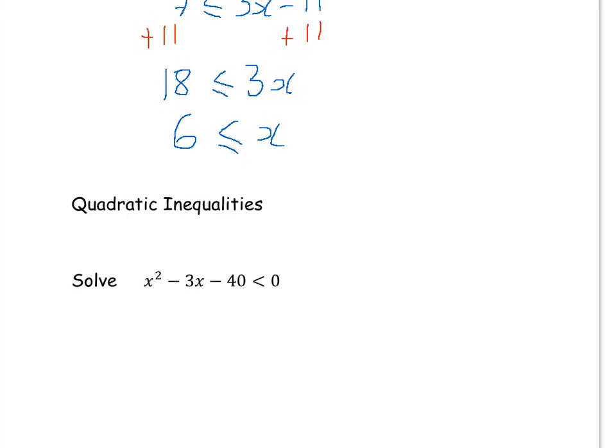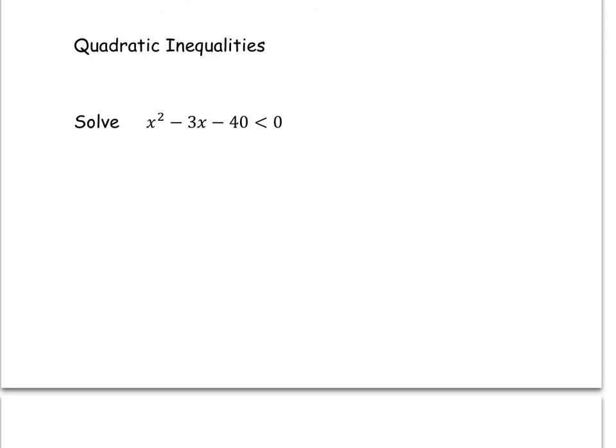Right, another example. This time I'm going to look at solving a quadratic inequality. And I don't think you've done this at all at GCSE. So, solve x² - 3x - 40 < 0. So we're going to factorise here to find two solutions of x that make this equal to 0. So, we're going to have x and x.